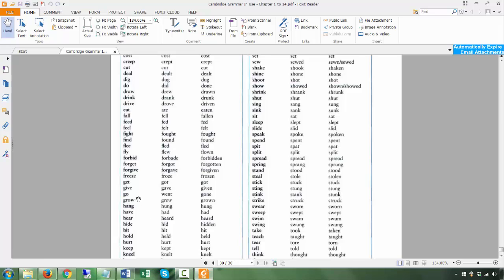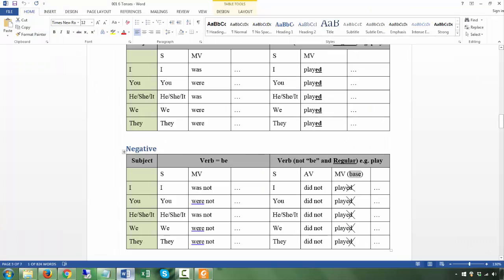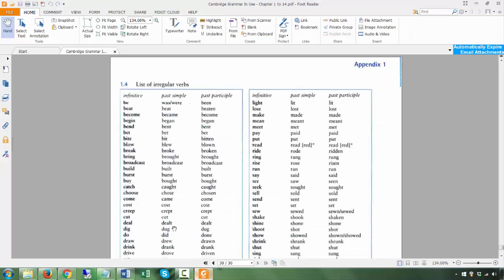For go, the past simple is went. You see, it's totally different. It's not ED, it's not goed, and the past participle is gone. All right, so it's very different how you form the past simple and the past participle. That's why it's called irregular verbs. It's not just putting ED or D behind. So anyway, what I want you to know is that's how to form the regular: you just put ED. For irregular, you have to come to this list.